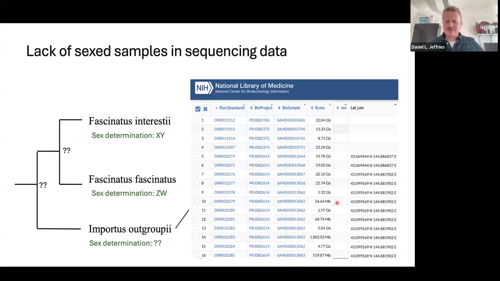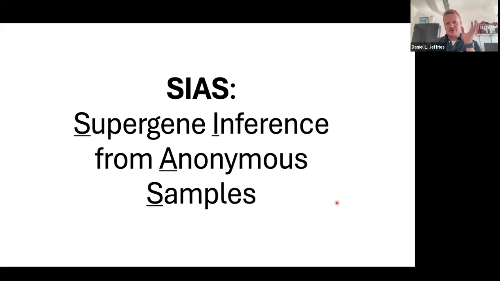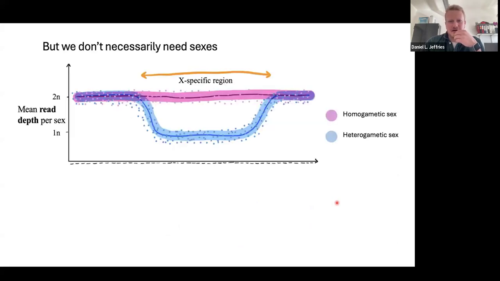And there are dozens of data sets out there which could be useful for sex chromosome analysis which just don't have sex in their metadata. And there's lots of good reasons for that. They might be collected as juveniles where sex doesn't yet exist phenotypically, for example, or they might be museum samples or whatever. So I'm currently working on a piece of software with a master's student which we're at the moment calling SciAS, in order to infer supergenes from samples that don't have sex information.